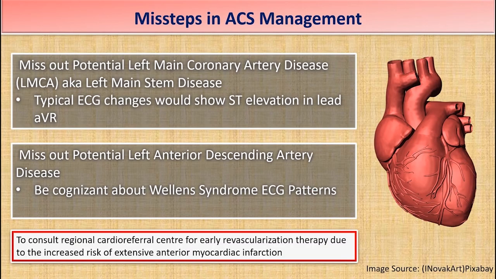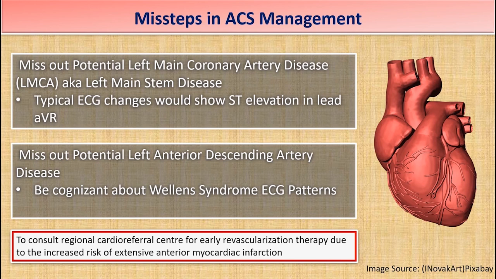As I promised, we're going to discuss some missteps in ACS management at the final part of the talk. So basically, this just serves to highlight to you. It's very important for you to look at the ECG carefully because some of these high risk ECG changes or high risk unstable angina non-STEMI changes, right? The answer actually lies in the ECG. For example, patients with potential left main coronary artery disease or left main stem disease would manifest with abnormal ST elevation in the aVR lead. So if present, then you need to consider referring this case to a regional cardiovascular center for early revascularizations.